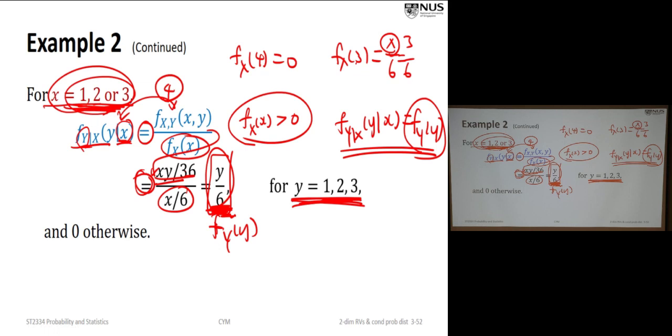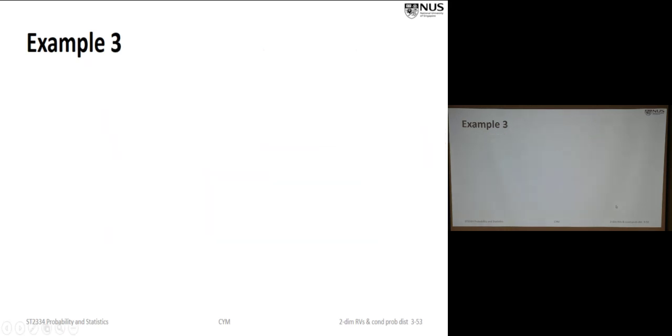Why? Because the conditional distribution is supposed to be a function of y and a function of x. That means it involves x and y. But here it does not involve any x in the expression. So what does it mean? It means when x equals 1, you get the same conditional distribution as if x equals 2 or x equals 3. It doesn't matter what the x is. You have the same thing. So that's why they're independent.